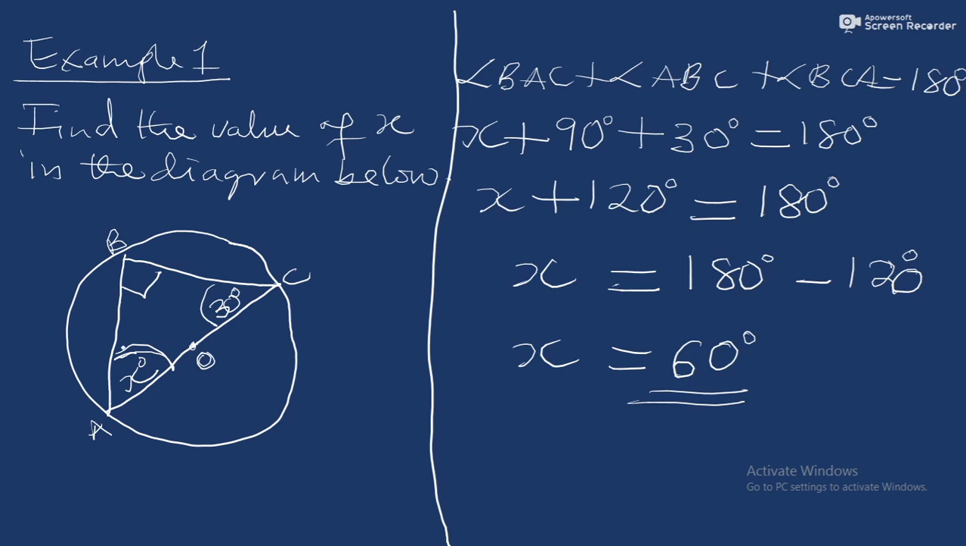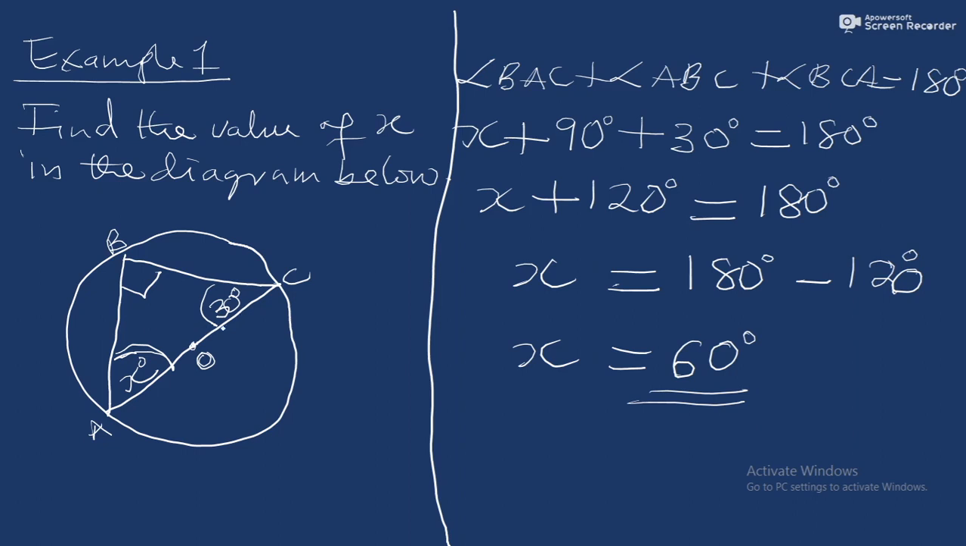Good. So let's go over. We have to find x. So we know that x plus this, the 30 degrees here, will give us 180 degrees. x plus 90 plus 30 will give us 180 degrees because the sum of interior angles of a triangle add up to what? 180 degrees.